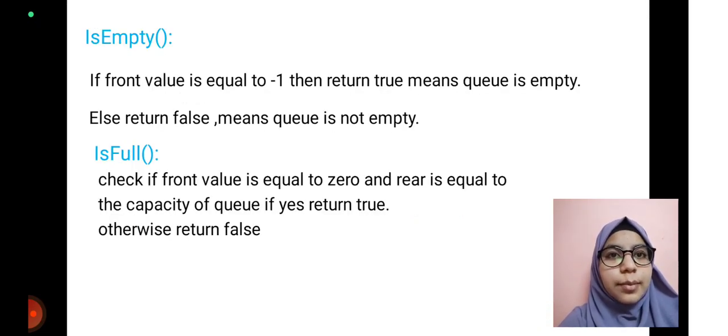Next operation is empty. If front value equals -1, then return true, meaning the queue is empty. Else return false, that means the queue is not empty. Next operation is full. Check if front value is equal to 0 and rear is equal to capacity of queue. If yes, return true. Otherwise, return false. So these are the operations on queues, with some examples.